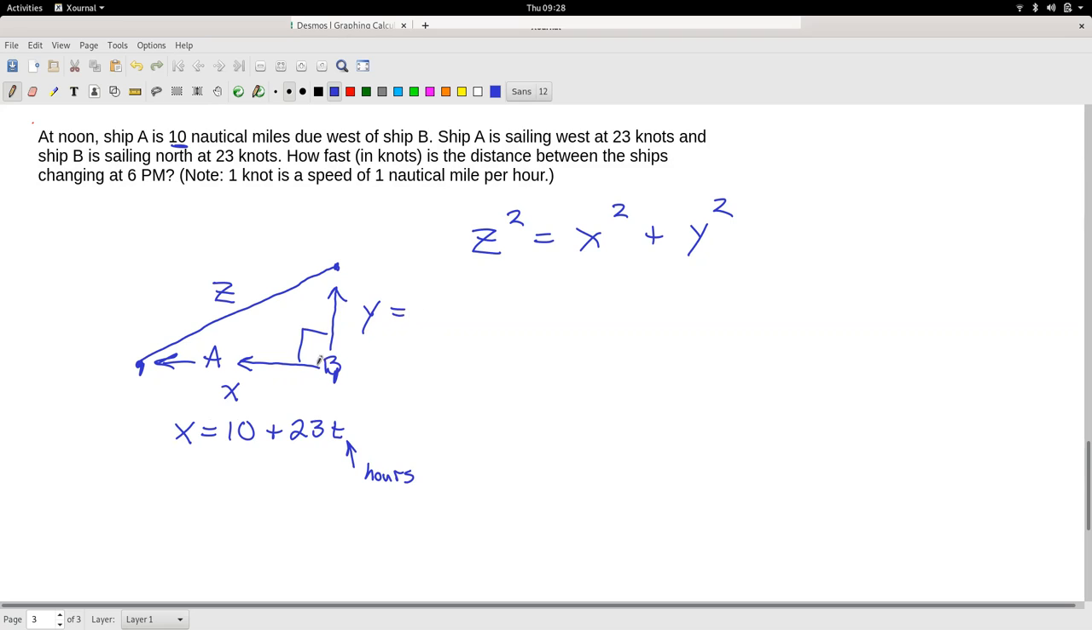Y is starting at, let's call it zero here. So this could be like 0, 0. A started over here at 10, 0. And let's say positive for A is in this direction, and positive for B is that direction. So y is just 23t.